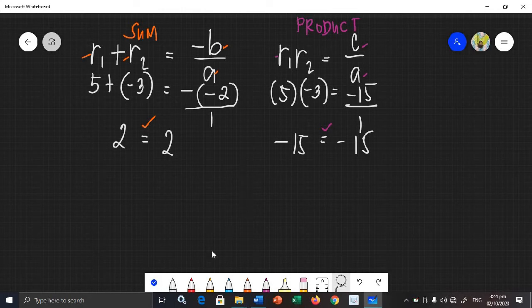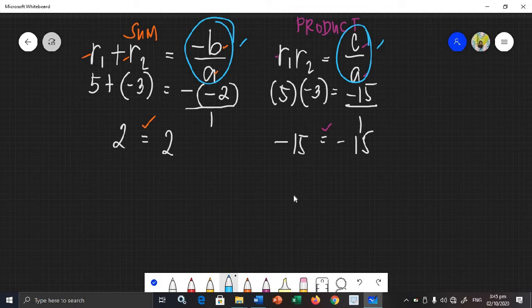We can just simply use these formulas in getting the sum and product of the roots. Hindi na natin kailangan kunin yung roots nila ng quadratic equation tapos i-add para makuha natin yung sum. Hindi na natin kailangan kunin yung roots para i-multiply para makuha natin yung product ng roots. We can simply identify the value of the coefficient and substitute using these two formulas.